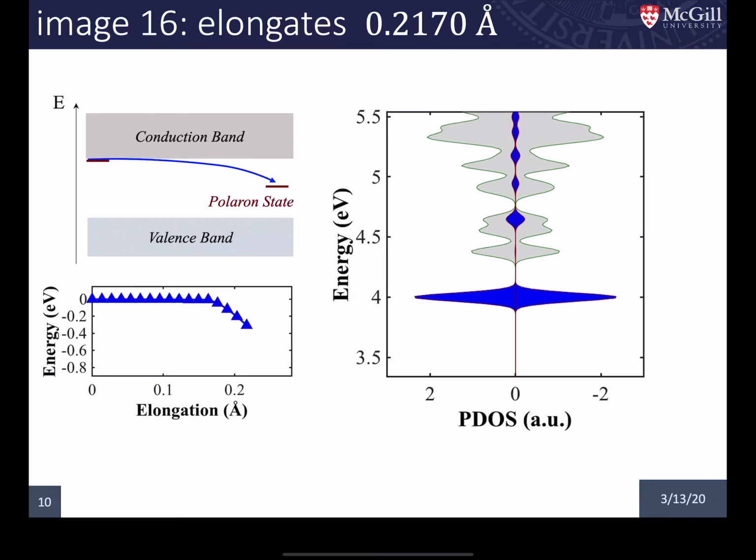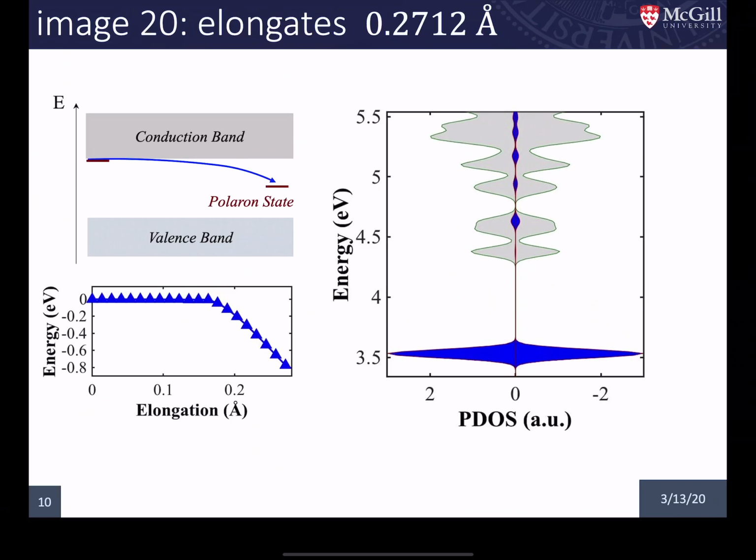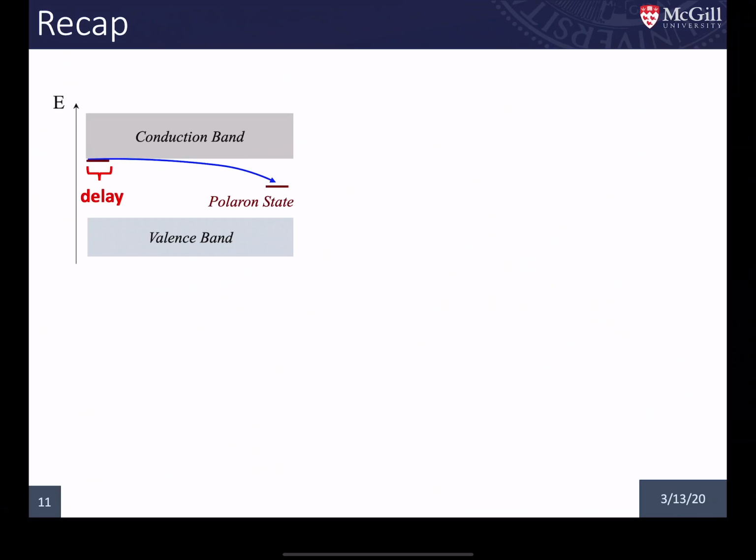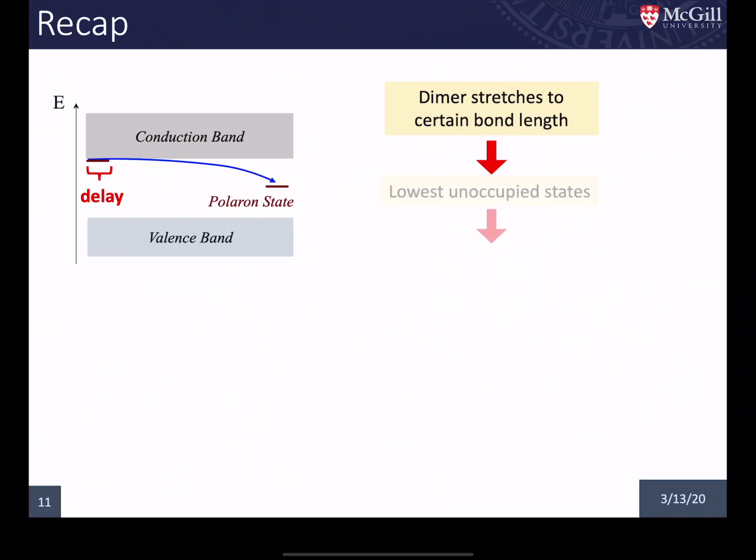As the bond keeps stretching, the blue state keeps lowering and the electronic energy keeps dropping down. And this is our explanation of why there's a delay of electronic relaxation energy. With our research, we understand better why there's a delay: only when the oxygen dimer stretches to a certain bond length do they contribute to the lowest unoccupied states, where the electronic energy starts lowering down.